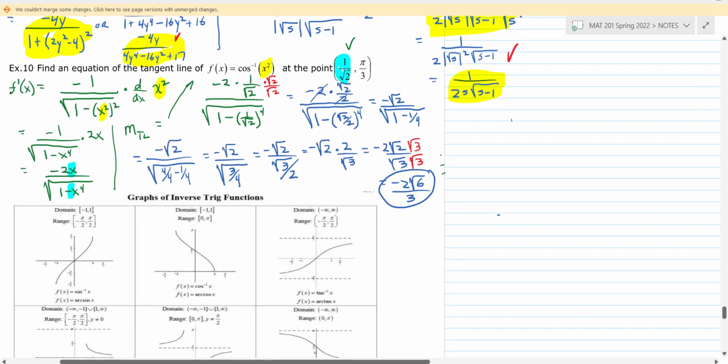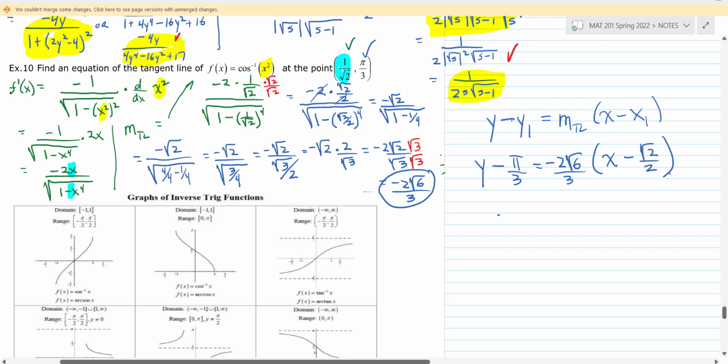Okay? And so we've done all that work to find the slope of the tangent line. So now we're going to use the formula y minus y1 equals the slope of the tangent line, x minus x1. This will be kind of a messy answer. So the pi over 3 is the y value. The slope of the tangent line is negative 2 root 6 over 3. And then x minus 1 over square root of 2. I'm going to change that 1 over square root of 2 to square root of 2 over 2 in a rationalized form like that.